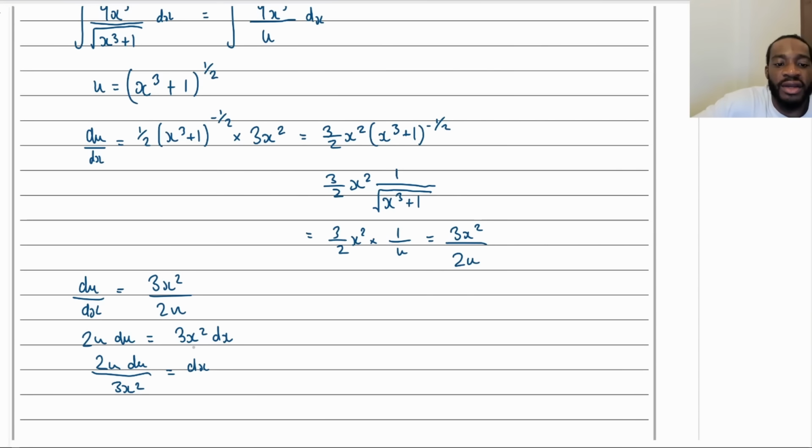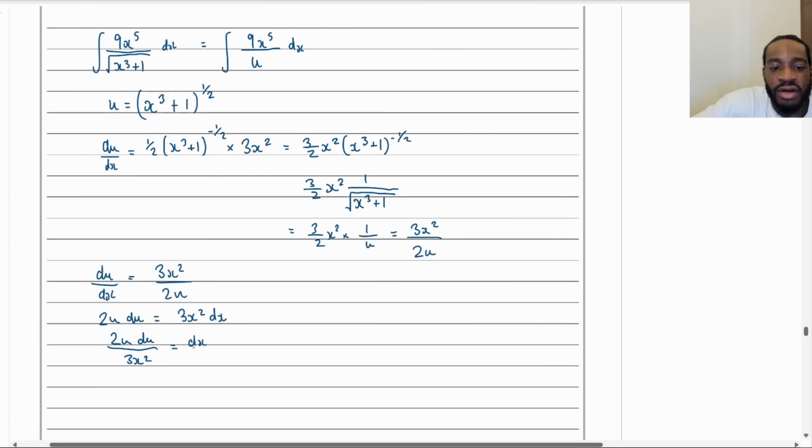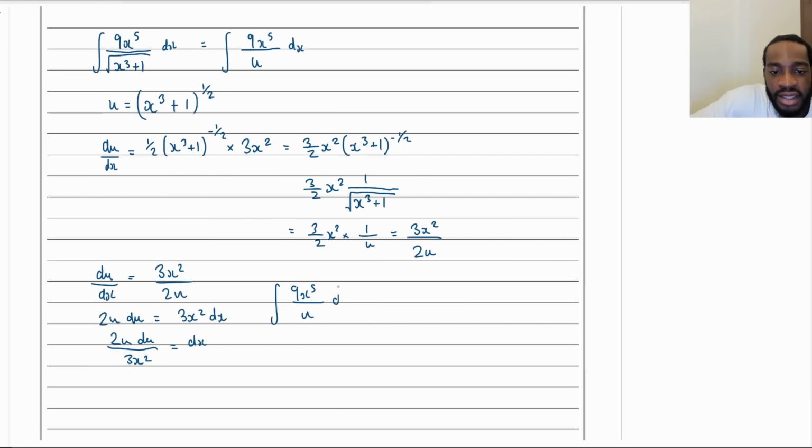And then now we can put that in our integral. So what's the integral that we're at so far? Right now, it's the integral of 9x to the 5 over u dx. But we now know what dx is in terms of du and x. So therefore, it's going to be 9x to the 5 all over u multiplied by dx, which is this thing there, 2u du over 3x squared.